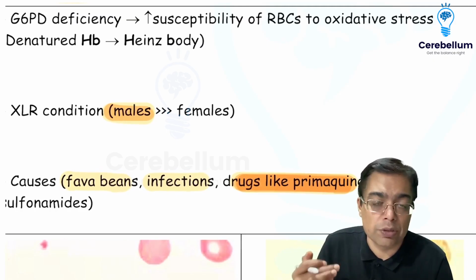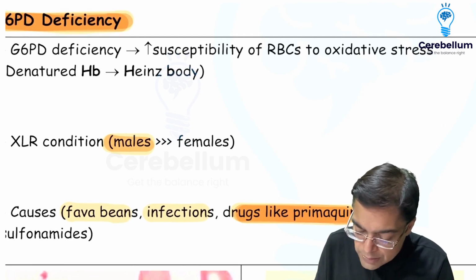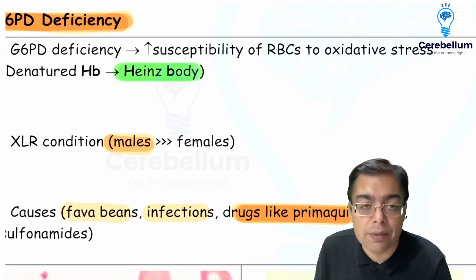If there is too much oxidative stress, it can result in denaturation of the hemoglobin, and the denatured hemoglobin is given a special name. It is being given the name of Heinz body.